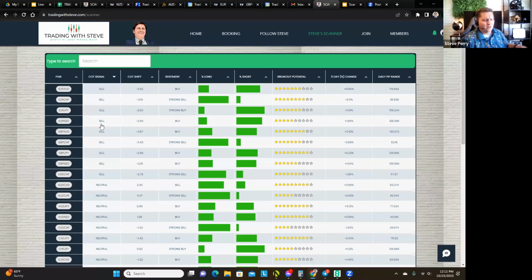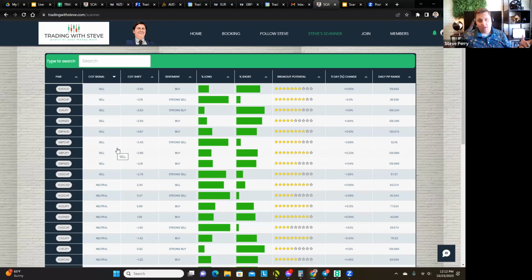This week, we actually don't have a lot of signals as far as COT data goes. We haven't had a lot of shifts this week. Last week and the week before, we had some incredible shifts, especially two weeks ago. We had 10 signals that were strong buys and 10 signals that were strong sells, and the rest were just either sells or buys, and maybe one or two neutral trades. Everything was pretty much a signal.